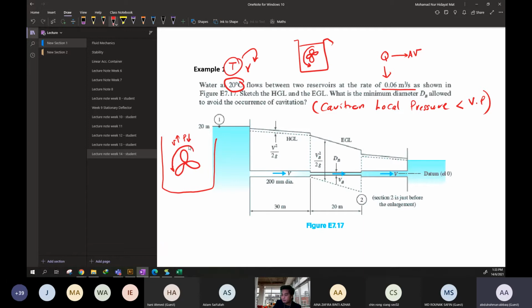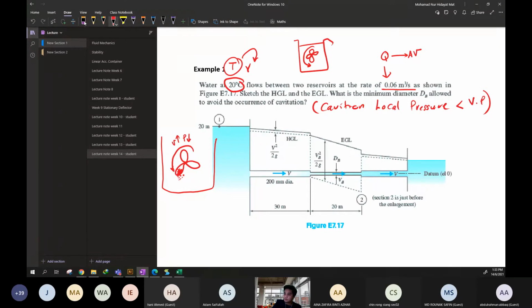Okay, based on the Bernoulli equation, correct? So the pressure at this point, the local point, is very low compared to the surrounding vapor pressure. So by nature, the tiny air bubble will explode and damage this propeller. That is why you can see it in the picture there. Now you understand, yeah? Because the local pressure is less than the vapor pressure.